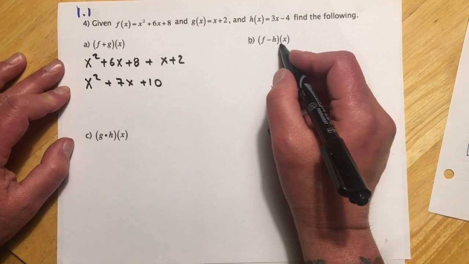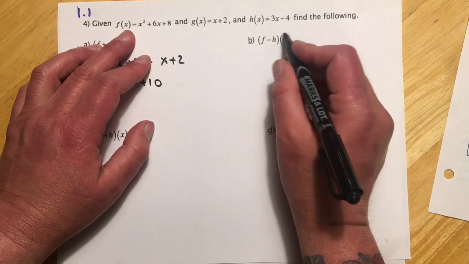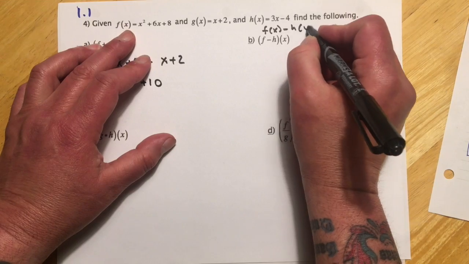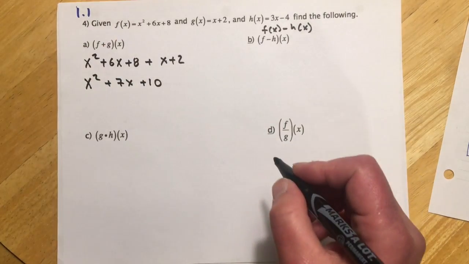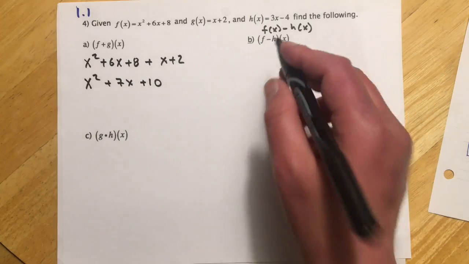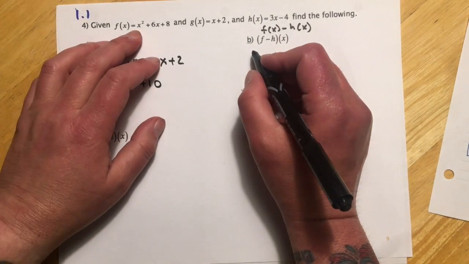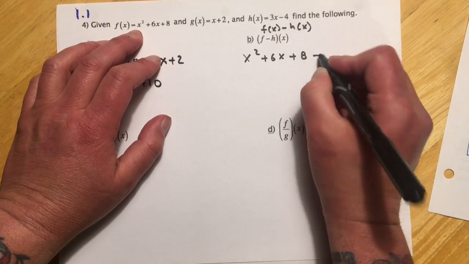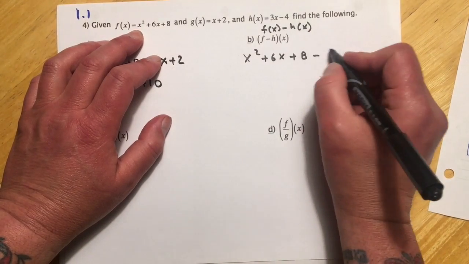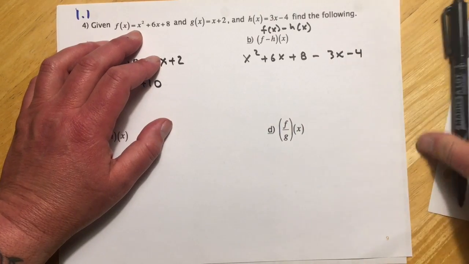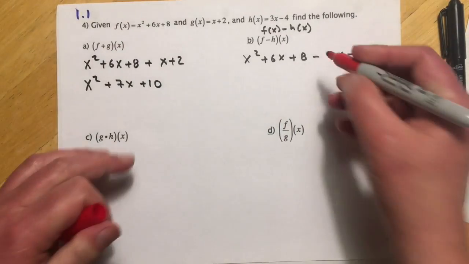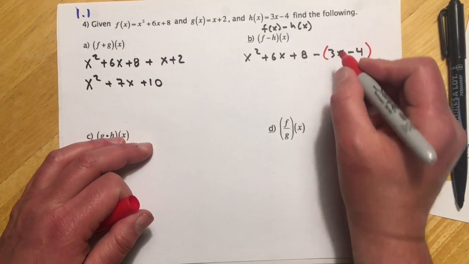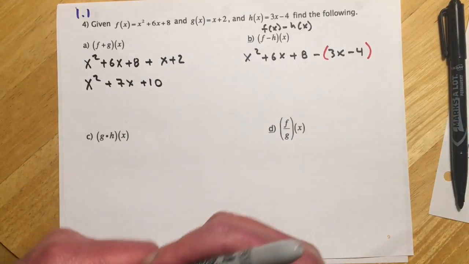(f - h)(x), and this doesn't mean times x, this is just like f(x) minus h(x). So the thing with the subtraction, we gotta be a little bit careful. So we have x squared plus 6x plus 8, and then when you go minus, you can't go 3x minus 4. Super important that you get these parentheses right there. Otherwise, your sign's wrong on everything after the first term. Very, very common error.